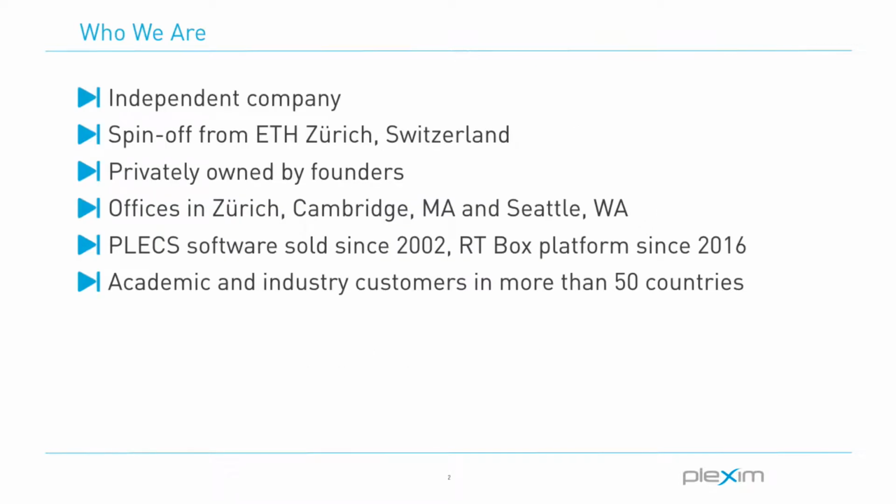With that, let me provide a brief background on our company and a framework for what we are going to discuss today. We are originally a Swiss company. We were founded in Zurich, Switzerland. We started in 2002 with Plex, and more recently we've developed RTBox, our real-time platform for hardware in the loop simulations and rapid control prototyping. We have offices in Zurich, Switzerland, and in the US, we have offices here in Cambridge, Massachusetts, and in Seattle, Washington, in the West Coast. We have customers both in universities as well as industries.